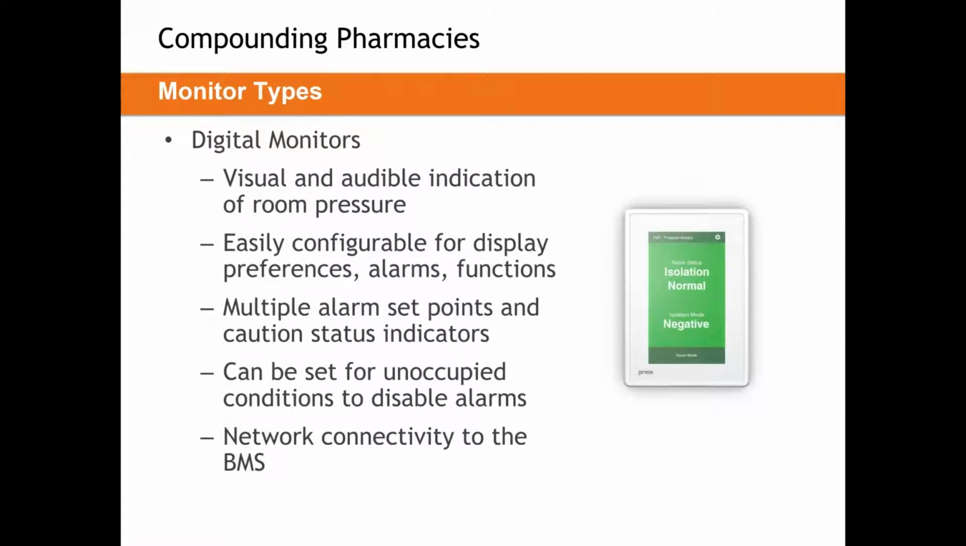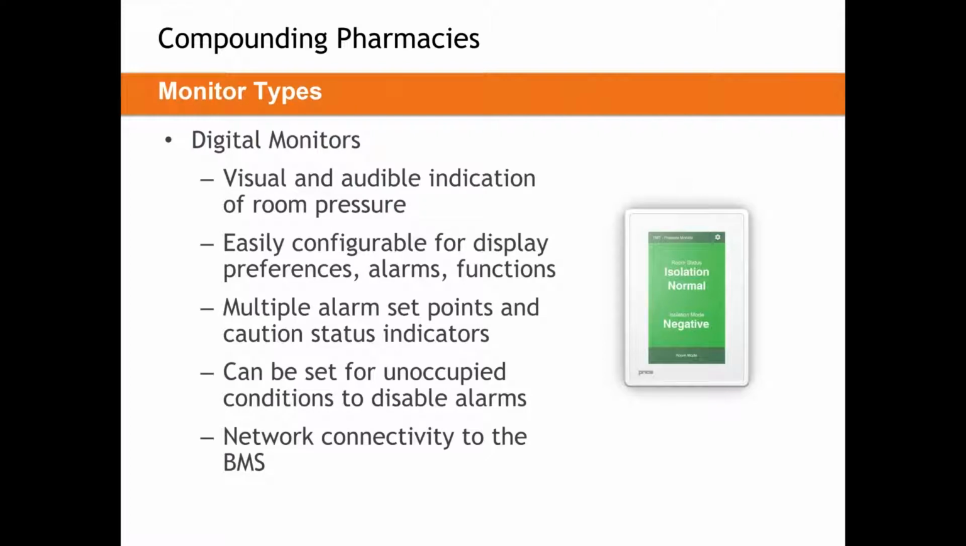So digital monitors are the way the world has gone with these. You can see one example up on the screen here. Typically, these provide a very clear visual display of what the pressure in the space is. And not even so much what the pressure is, but what the state of the room is. Typically, what you'll see from most of these is green is good. Green means I can go into a space. Red is bad. It means we're in alarm.